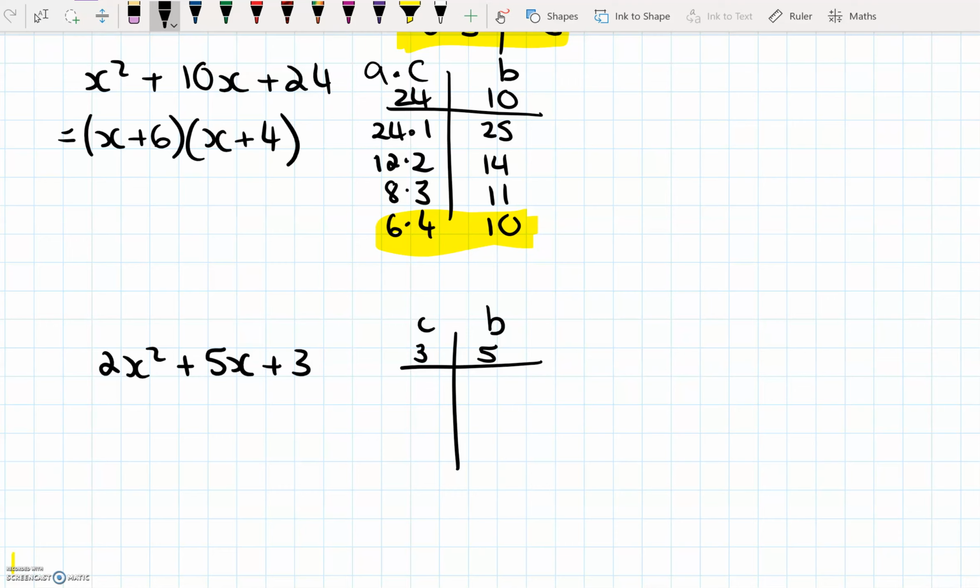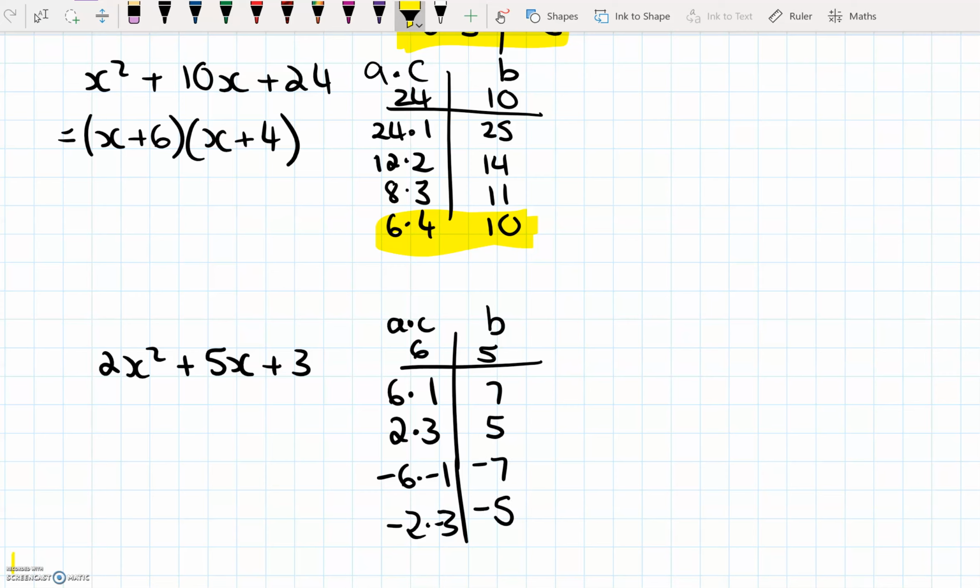All right. And actually, as I said to you, it's actually A times C. So A times C is 2 times 3, which is 6. And this actually changes it because you can find two numbers that multiply to give 6 and add to give 5. Because 6 can be written as 6 times 1, or 2 times 3, or minus 6 times minus 1, or minus 2 times minus 3. And if we add these together, 6 plus 1 is 7, 2 plus 3 is 5, minus 7, minus 5, and we get an answer here.